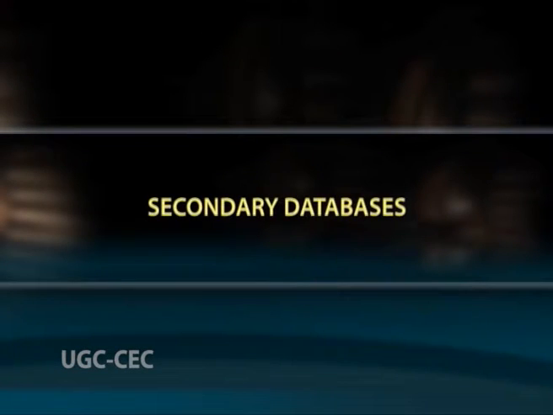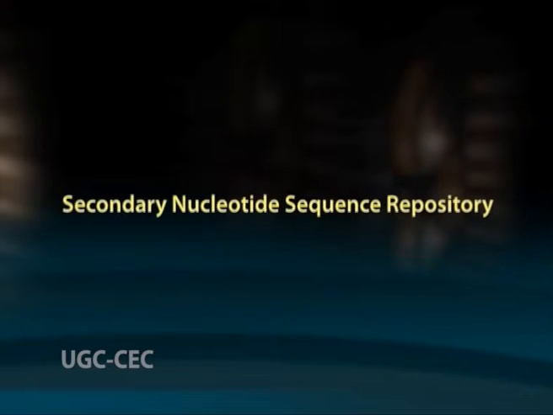fully annotated. Secondary databases. The first one, secondary nucleotide sequence repository. Most of the secondary databases are the sub-collection of sequences retrieved from primary databases like GenBank or EMBL. Some of the secondary databases are just like primary databases, but with the addition of annotation, software presentation of the information and cross-references. Some other secondary databases do not contain any sequences, but the information gathered from different databases.